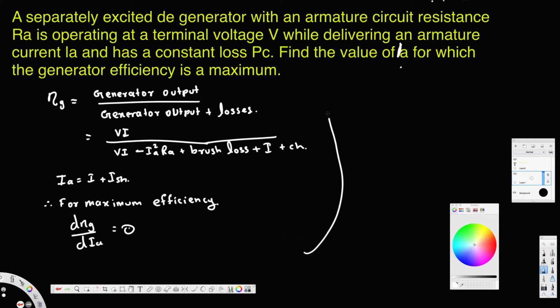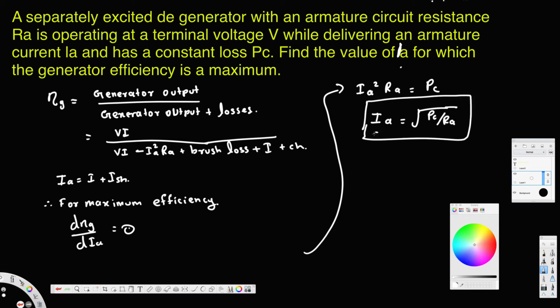So IA square RA is equal to PC. Therefore IA should be equal to the square root of PC over RA, and that's the IA required for the maximum generator efficiency. And that's how we do this kind of problems.